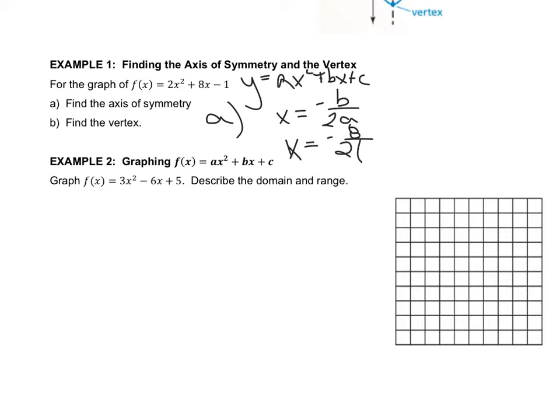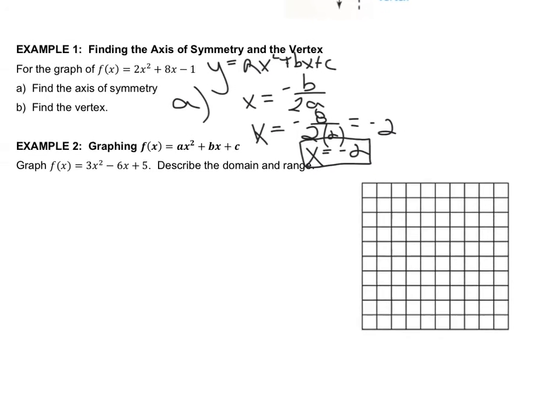What is the a? A is 2. So now I just simplify. If I simplify negative 8 over 4, I get negative 2. So to answer A, x equals negative 2. That is the equation of the vertical line, which is our axis of symmetry.